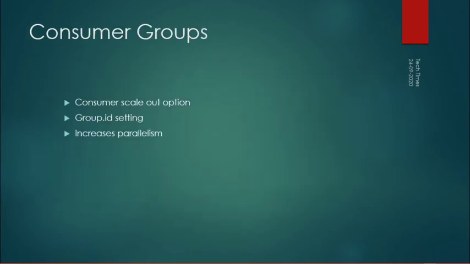Now the last option is consumer groups. A consumer group is an option given on the consumer side to scale out. This can be managed using the group.id setting. Whatever consumers are part of the same group will act as the same consumer and will start consuming the messages in parallel from the same topic. This helps in scaling out or increasing parallelism by adding more and more consumers to the same group so that they can read and process the data in parallel.